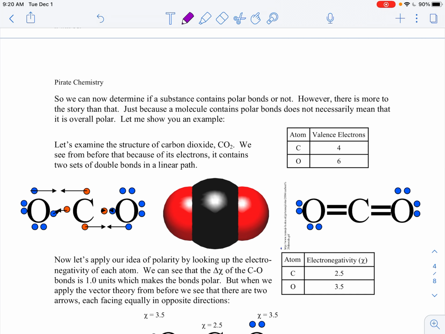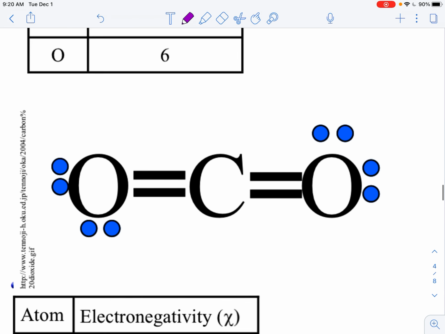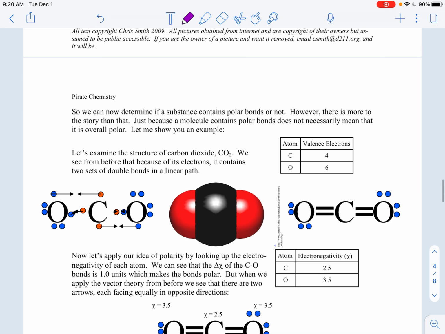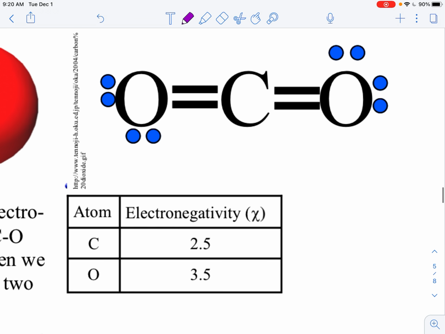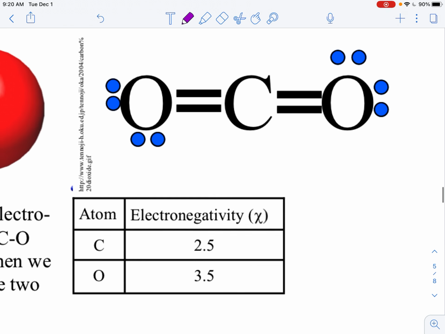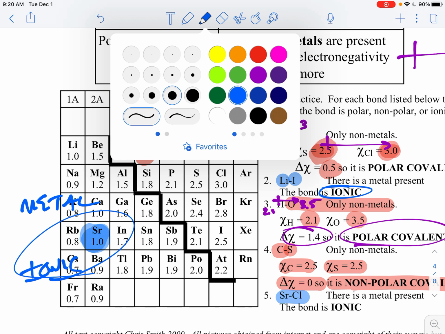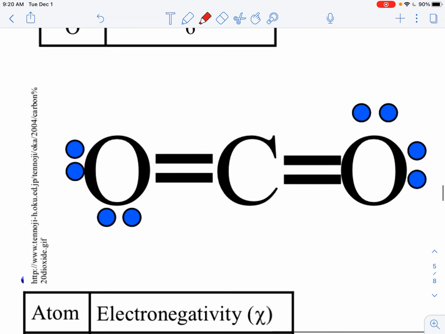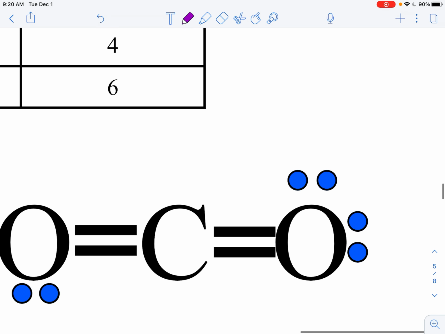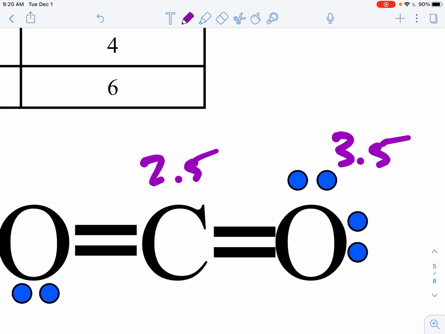So if we check out this carbon dioxide and come up with the Lewis-Dot structure for this, and again, that was from the previous lesson, we can now look up the electronegativity values of carbon and oxygen, and we can see that they are here at 2.5 and 3.5. Okay. So this carbon is sitting here at 2.5, and this oxygen is sitting here at 3.5.